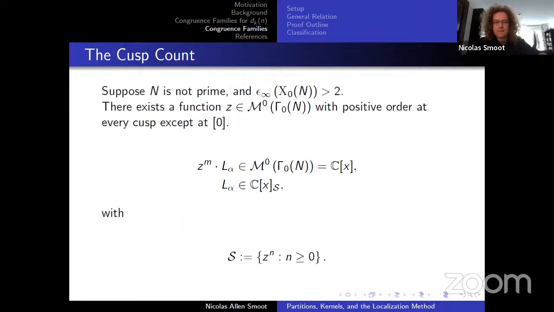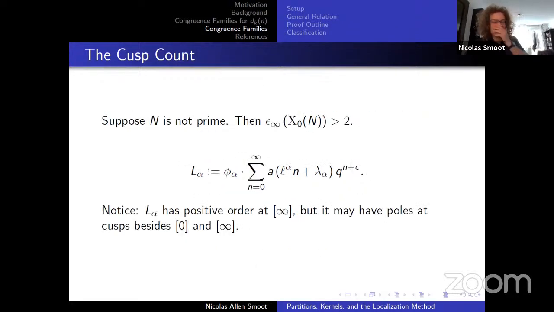Now suppose n is not a prime, then the cusp count is greater than 2. This is important. So when n is a prime, the cusp count is going to be exactly equal to 2. That can be proved fairly easily. When it's not prime, the cusp count is generally going to be greater than 2.